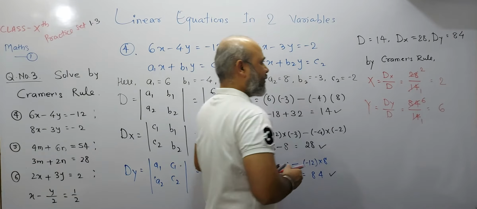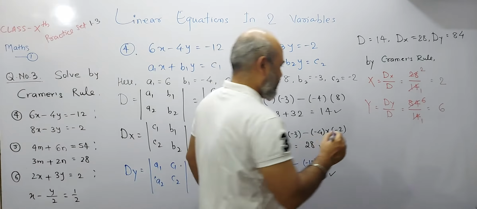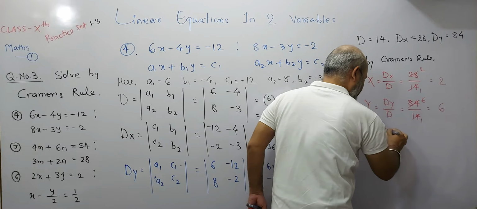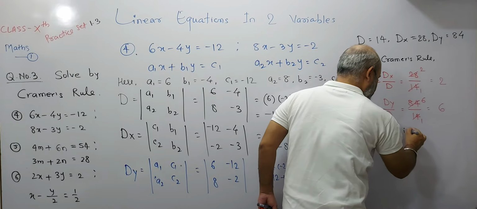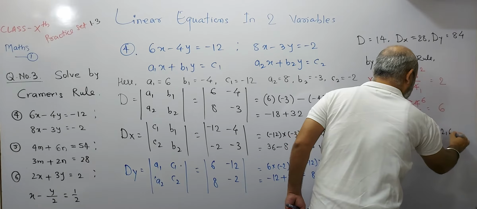And finally write the answer. That is, the solution is x comma y, this is equal to 2 comma 6.